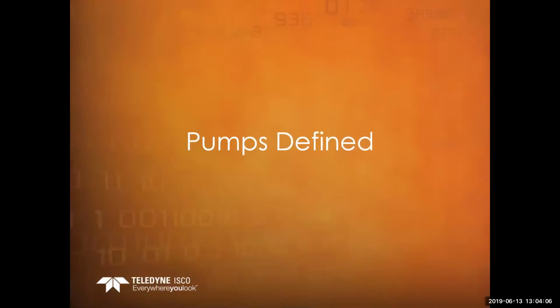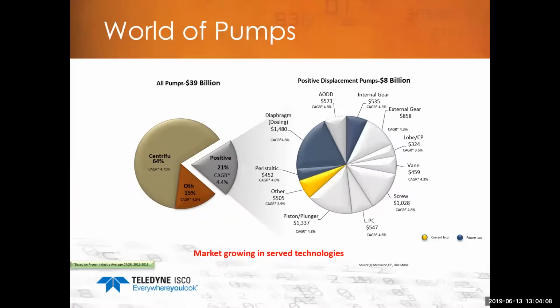So let's get right into things here. Let's start at the high level and work our way down. Today we're going to define the world of pumps. As you can see here, this is a chart from an organization back in 2016. At that time, all pumps, anything that would be classified as a pump, was $39 billion of sales. You can see in the far left circle there are two main types of pumps.